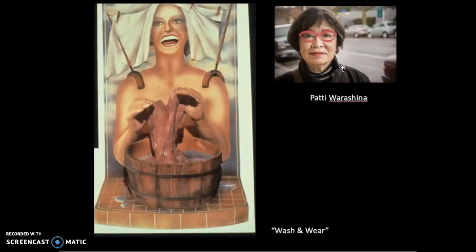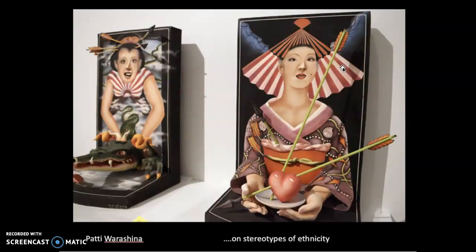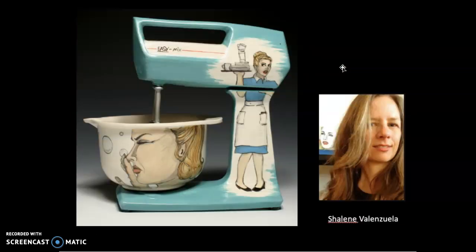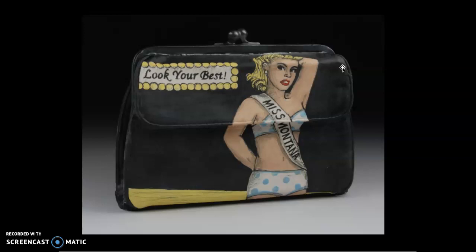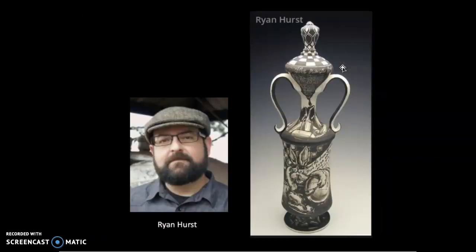Another person whose narrative is interesting, Patti Warashina, who deals with issues of stereotypes of ethnicity, being a Japanese woman, right, and how that has played. Or Shalene Valenzuela, dealing with gender stereotypes, usually putting them on accoutrements of the kitchen and on purses and things like that, all of which are stereotypically just for women.